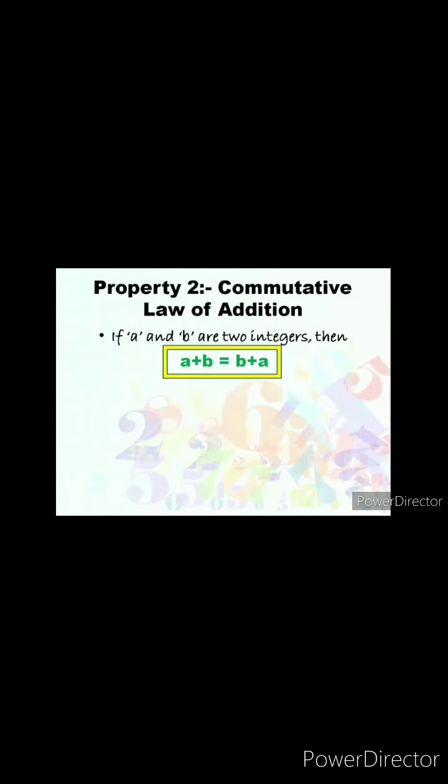To the next property: commutative law of addition. If A and B are two integers, then A plus B is equal to B plus A. Don't worry, here I have an example to explain.